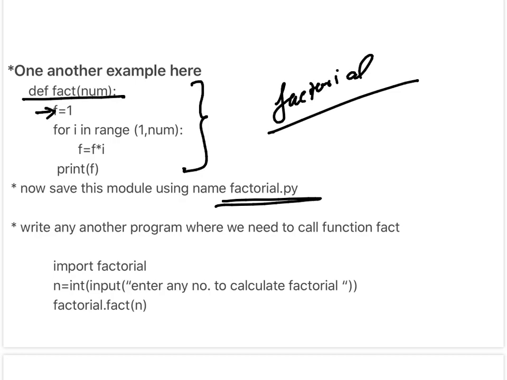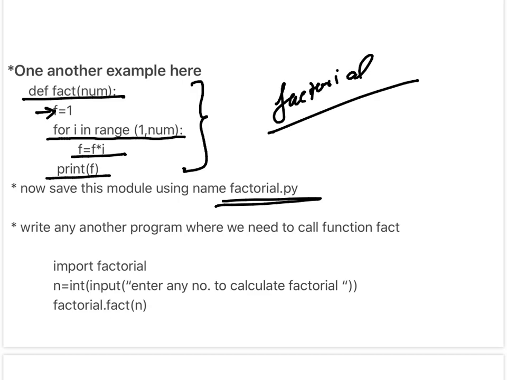If you don't know, you can go through the other video where I have explained a number of different programs. The factorial program is also there. So here, for I in range 1 to num, you calculate f equal to f cross I, and then you print the factorial.